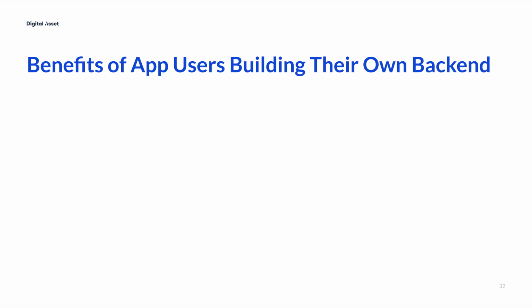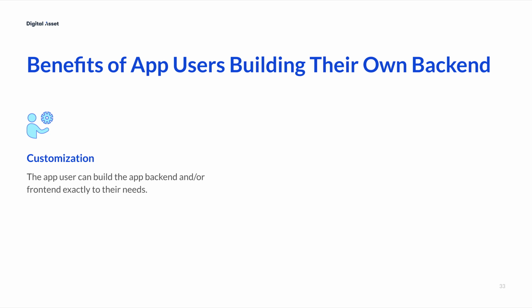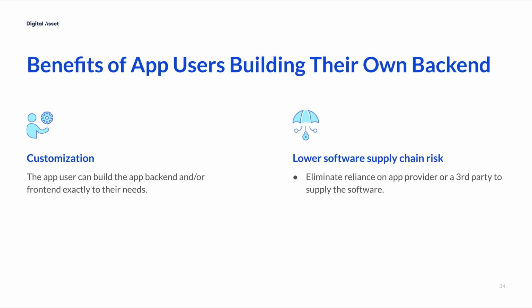App users that not only operate their own backends, but also build their own backends and/or front ends gain additional benefits. Customization. The app user can build the app backend and/or front end exactly to their needs. One reason for that might be the need for custom system integrations or custom fine-grained end-user access controls. Lower software supply chain risk compared to running an app backend or front-end built by the app provider or a third party. This may be required in case the necessary audits of the third-party code are too expensive.